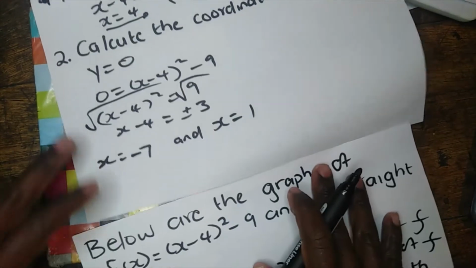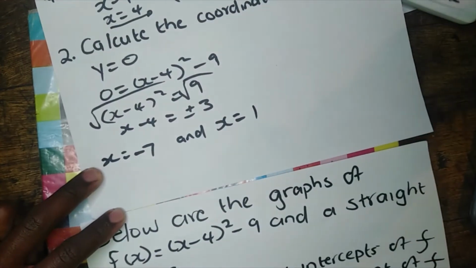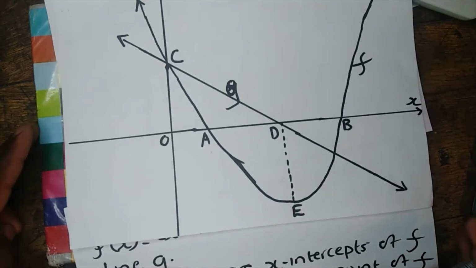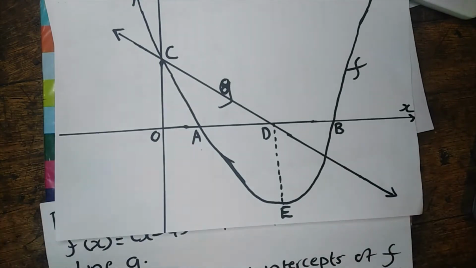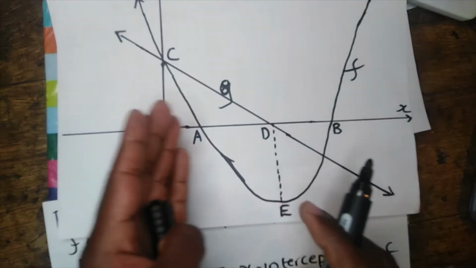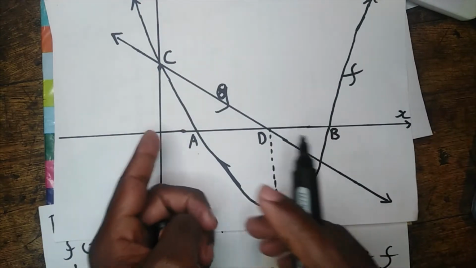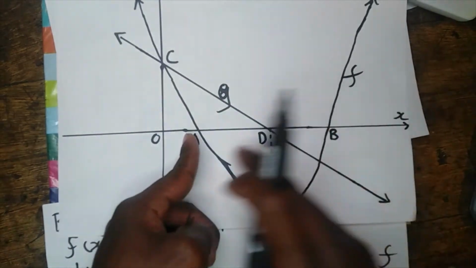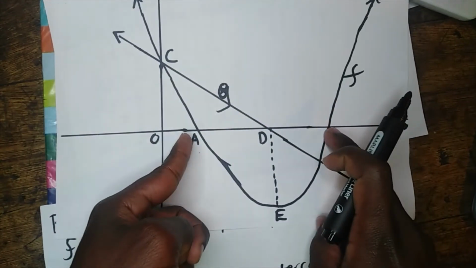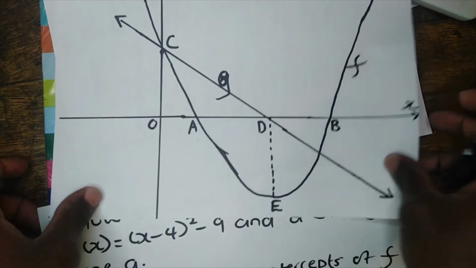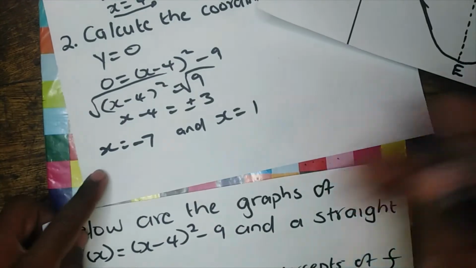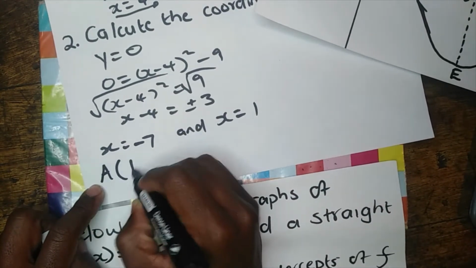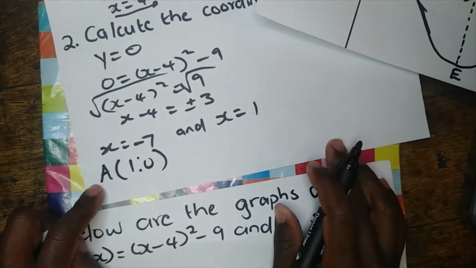Okay, so remember here, A is the smaller one, which is 1, and B is the bigger one, which is 7. So A is equal to (1; 0), right?